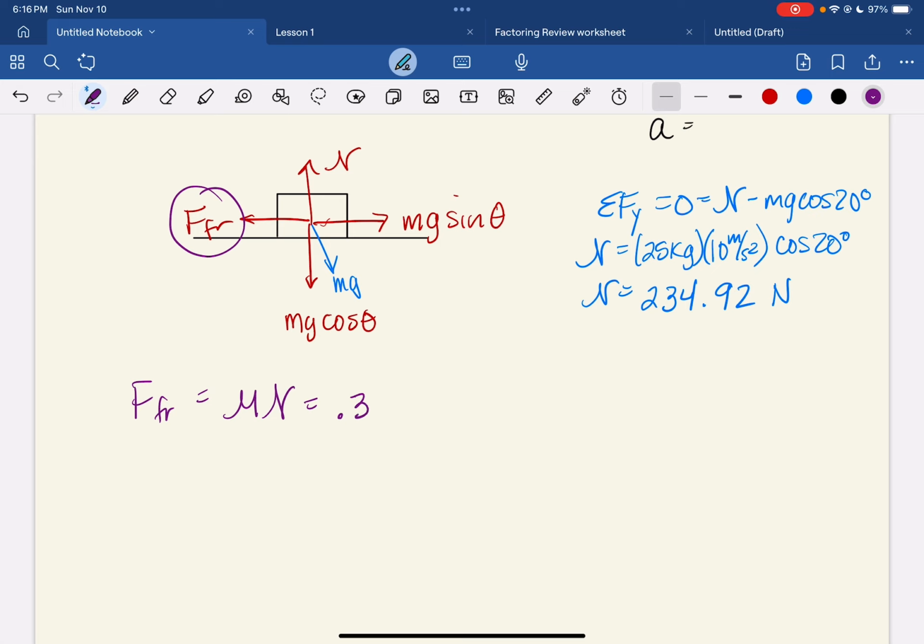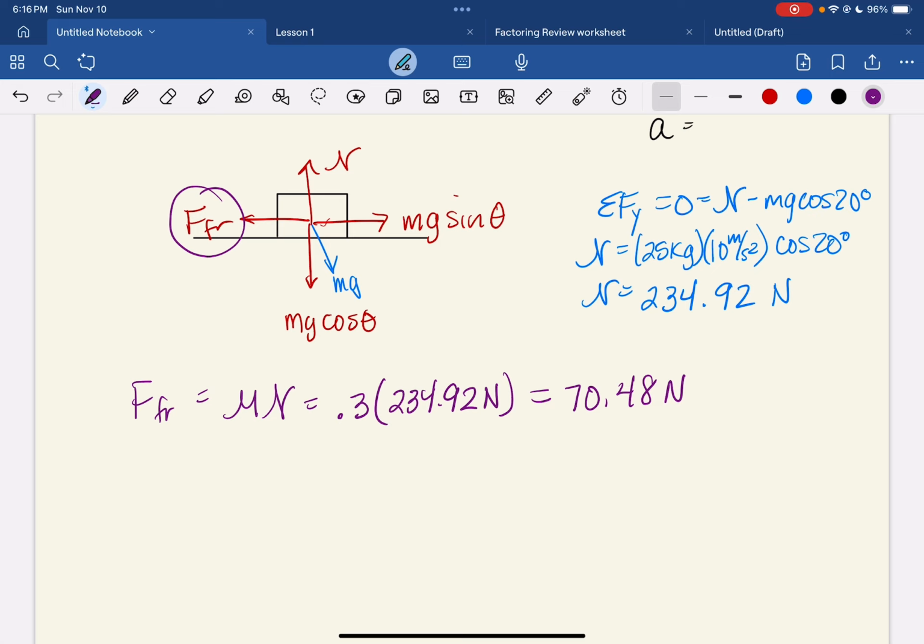So I have 0.3 times 234.92. Now granted, I kept this in the calculator, so my numbers may be slightly different from yours. So I got 70.48 newtons for my force of friction.